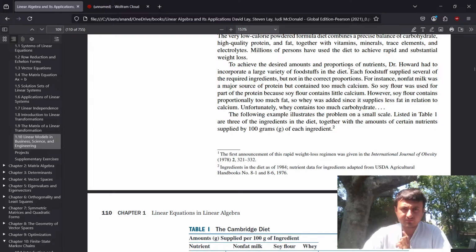To achieve the desired amounts and proportions of nutrients, Dr. Howard had to incorporate a large variety of foodstuffs in the diet. Each foodstuff supplied several of the required ingredients, but not in the correct proportions. For instance, non-fat milk was a major source of protein, but contained too much calcium. Soy flour was used for part of the protein because soy flour contains little calcium. However, soy flour contains proportionally too much fat, so whey was added since it supplies less fat in relation to calcium. Unfortunately, whey contains too much carbohydrate.